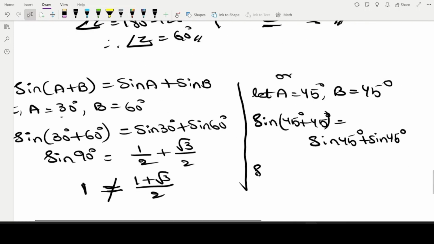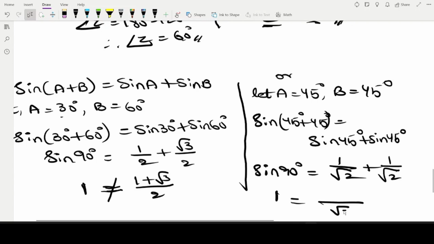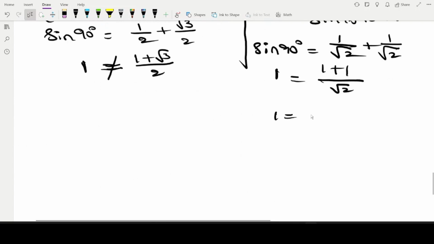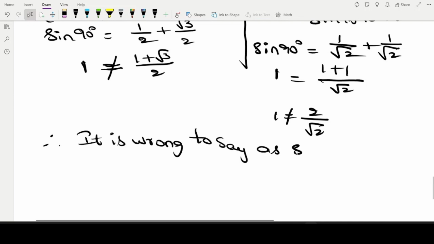Now let us substitute. Sine of 45 plus 45 becomes sine 90 degrees, which equals sine 45 degrees, 1 by root 2, plus sine 45 degrees, 1 by root 2. The denominator will remain the same, 1 plus 1. So this becomes 1 equals 2 divided by root 2, which are unequal. So therefore we can say it is wrong to say that sine of a plus b equals sine a plus sine b.